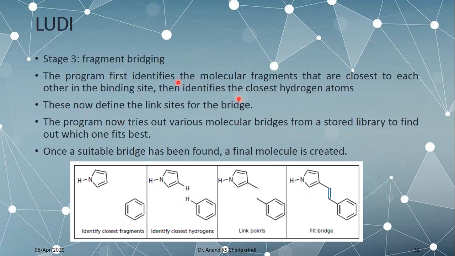The program first identifies the molecular fragments that are close to each other. You can see in this, the pyrrole ring and the benzene ring are very close to each other. This now defines the link site. How is it the link site? This identifies the closest hydrogen and it identifies the link site for the bridges. So you identify the link points here. Then once a suitable bridge is found from the bridge library, as you have a fragment library, the LUDI program also has a bridge library, which we'll see in the next slide. Then a final molecule is made. In this case, an ethylene bridge is added.